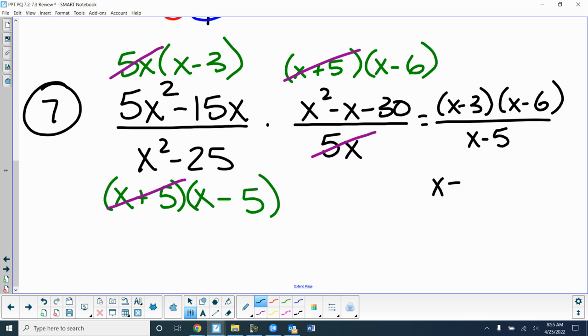Now, we still have that. What makes that 0? Negative 5. That one, positive 5. Plus or minus 5. Right, we could do that, right? And then what makes this 0? 5 times what is 0? 0.